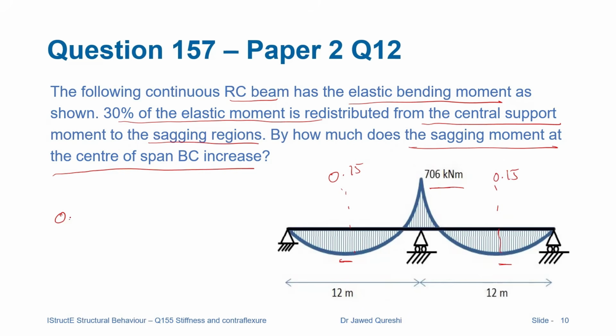So 0.15, if I say this is A, B and C, 0.15 of 706 will give me 105.9, or I will say 106. So the sagging region here will increase by 106 on both sides, here and here. 106 kilonewton meter on both sides.